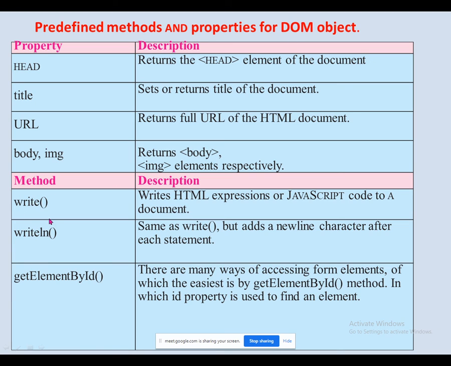Okay, how many methods have they given? Apart from this, there are so many other methods also, but in your syllabus they have given only write, writeln and getElementById. So you have to remember these as methods of the DOM object, and those are the properties of the DOM object. Did you understand? From the exam point of view, remember it like this.